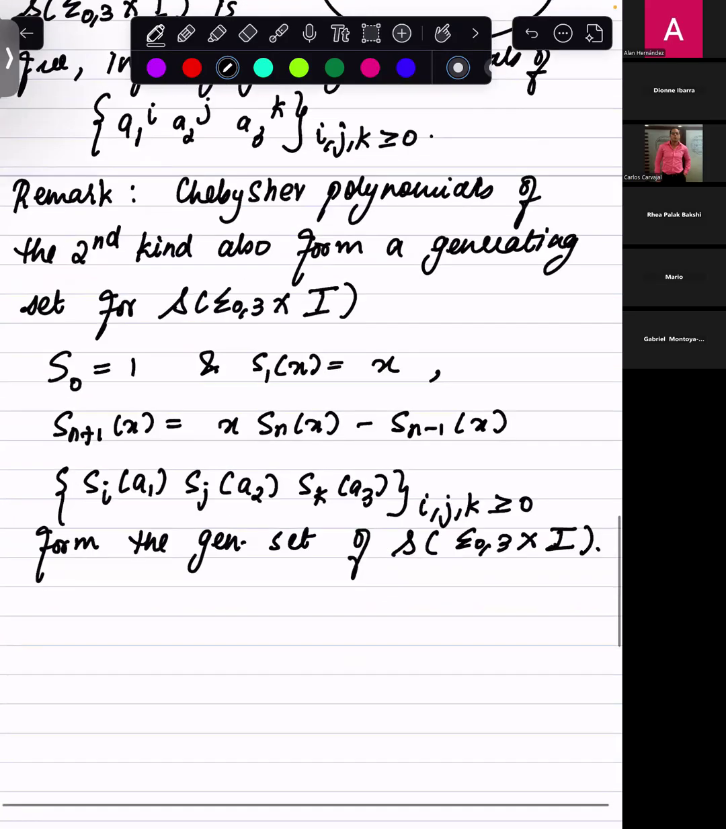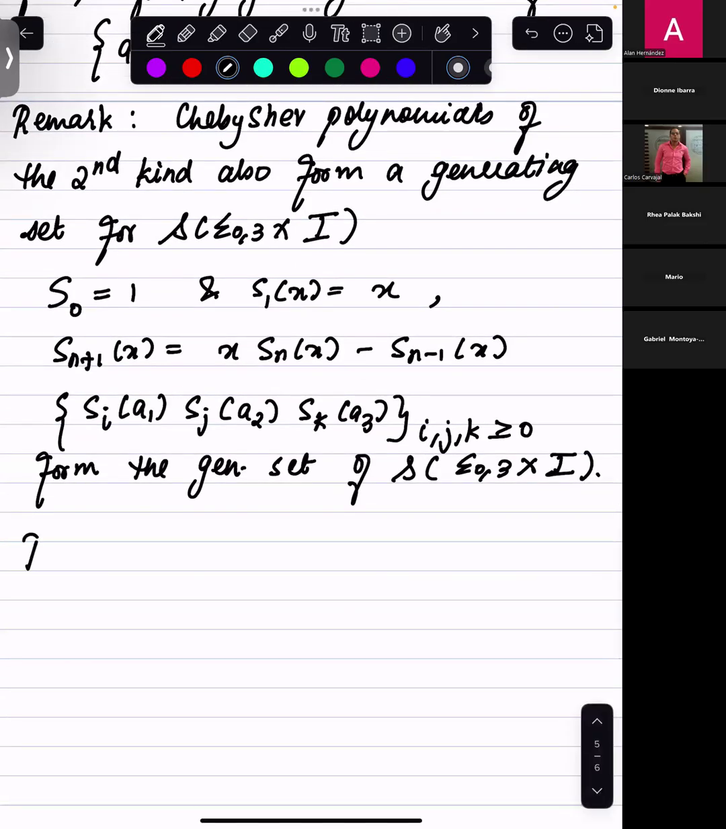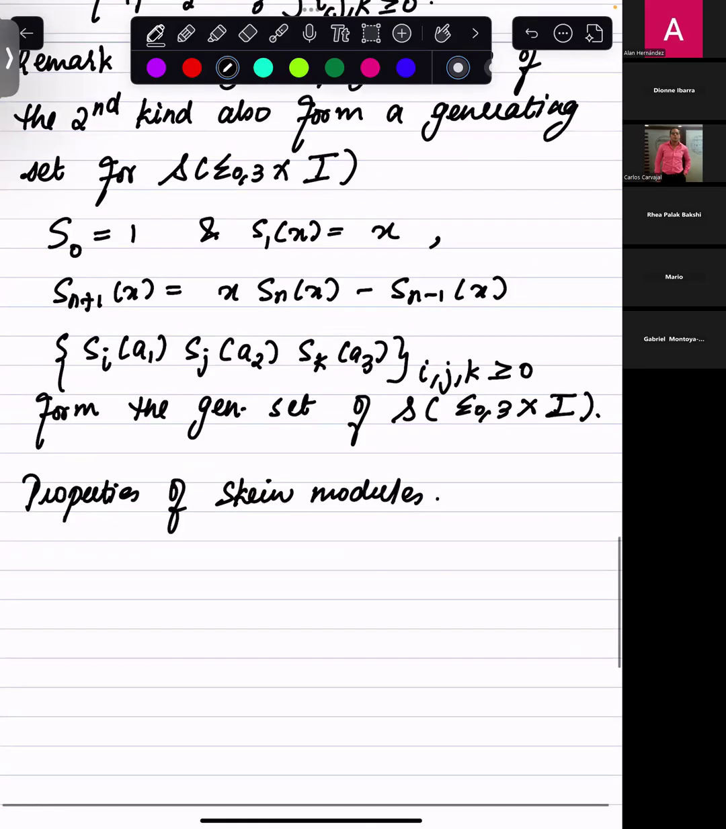Okay. All right. So now we've done some examples of the Kauffman bracket Skein module. Next, let's talk about some properties of Skein modules, which will help us in our computations. So let's list out a few of these.